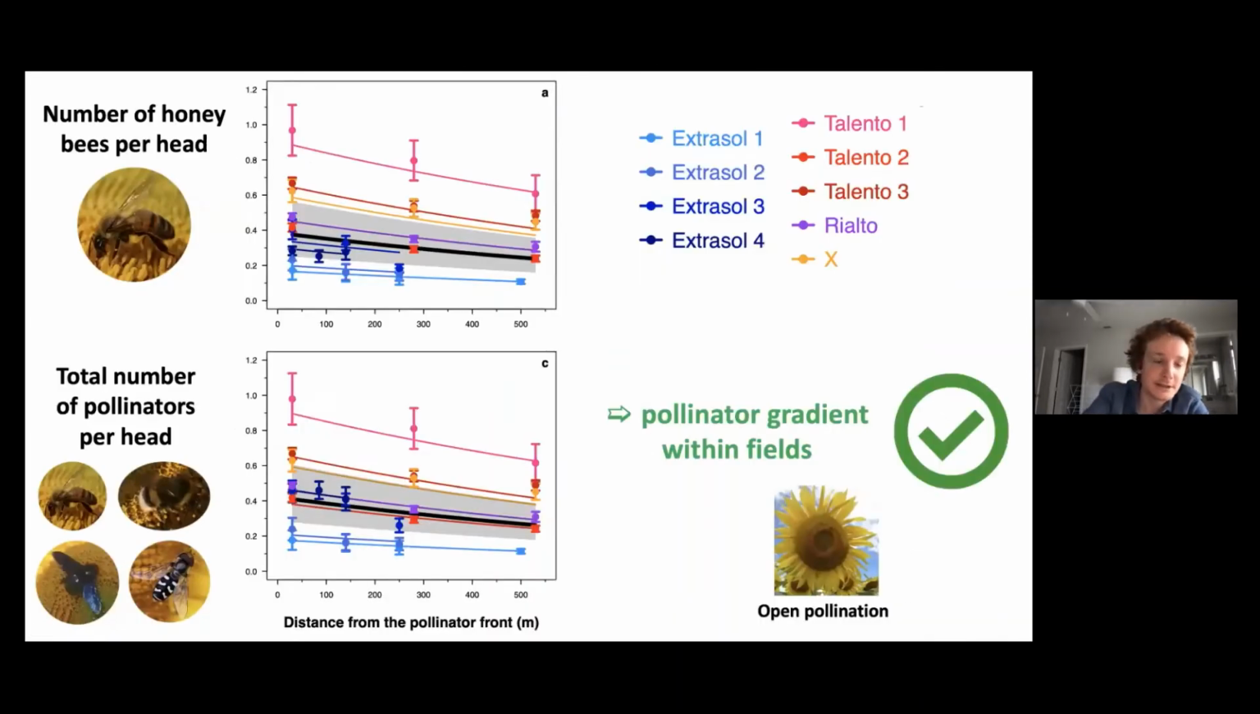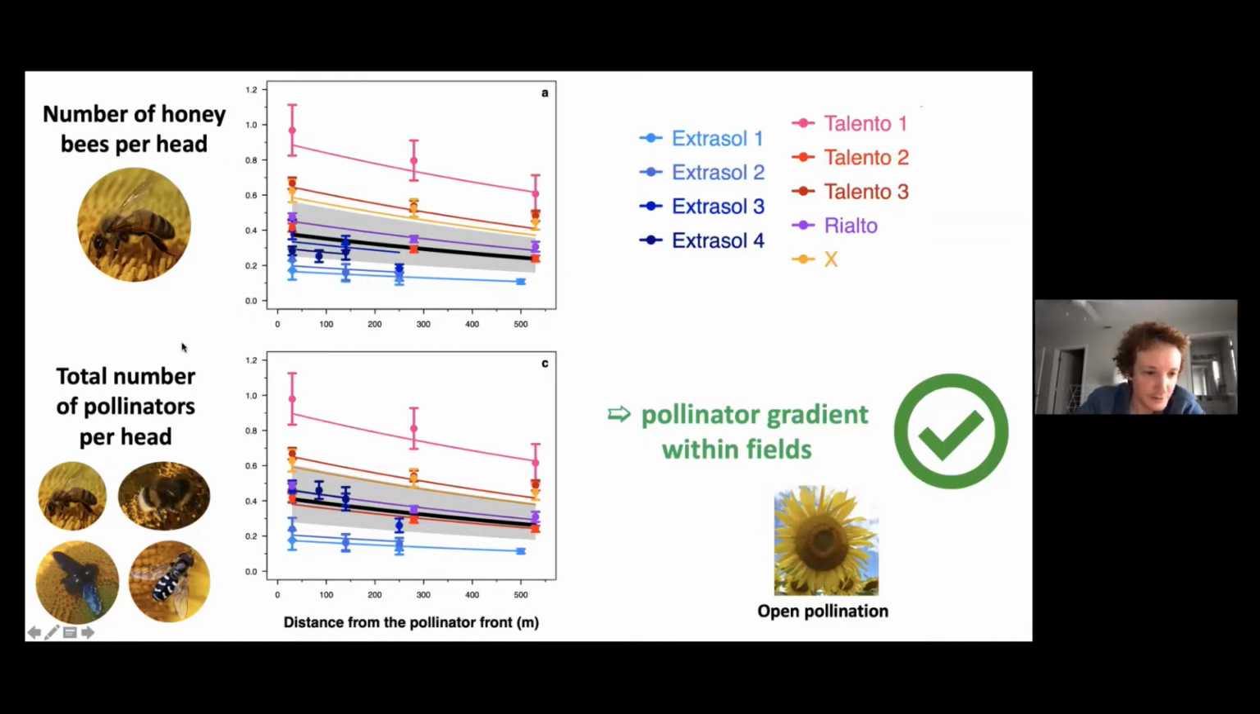And as expected, the number of honeybees per head decreased with the distance from the pollinator front. And as we can see here, there was a big difference between the fields. For instance, the field Talento 1 had the maximum number of honeybees per head, and the field Extrasol 1 had the lowest density.